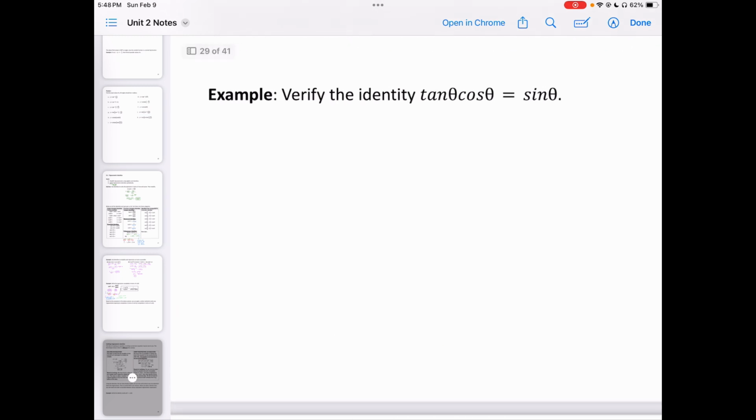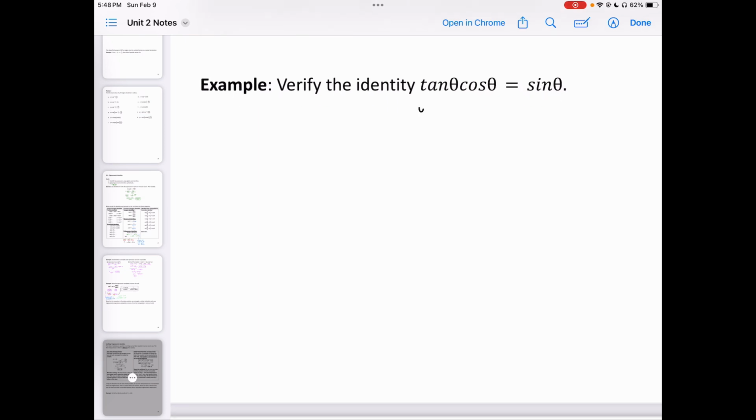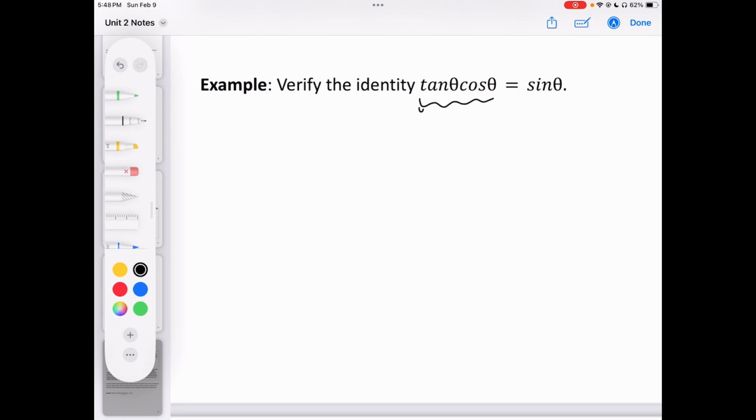Okay. Let's start by verifying tan theta times cosine theta. Suggestion number one, start with the more complicated side. That would be this side right here. This side has more stuff going on. So this is the side that I'm going to work with. I'm going to go ahead and write everything in terms of sine and cosine. So now I have sine theta over cosine theta, all times cosine theta. Okay. I'm noticing immediately that these cosines are going to cancel out, leaving me with sine theta. That does, in fact, equal what we had above.